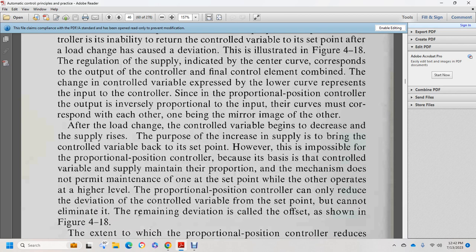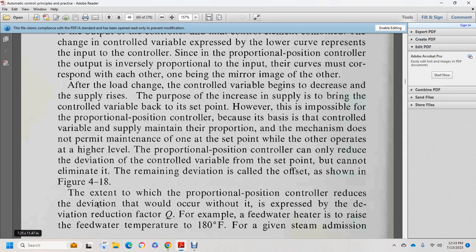However, this is impossible for the proportional position controller, because the mechanism does not permit the maintenance of one set point over the other. Operating at a higher level, proportional position control can only reduce the deviation of the control variable from the set point but cannot eliminate it. The remaining deviation is called the offset, shown in figure 4-18. The extent to which proportional position control reduces the deviation is described by the curve of the deviation reduced by a factor Q.